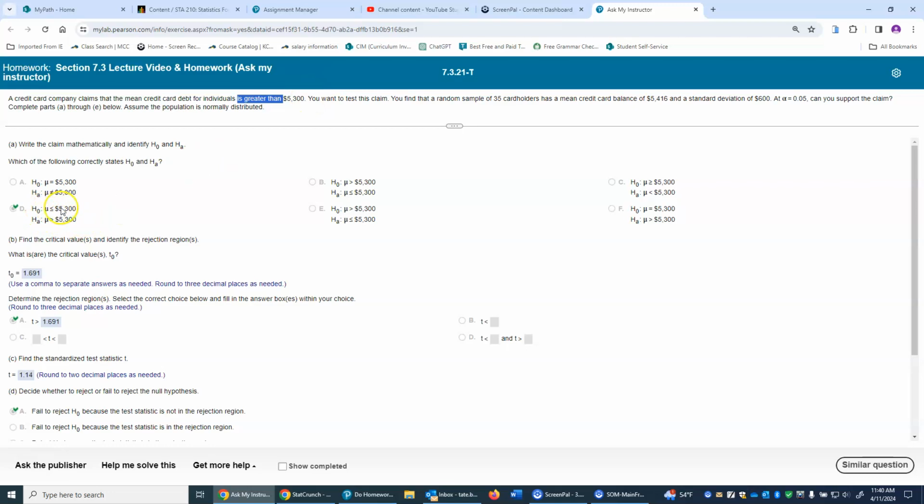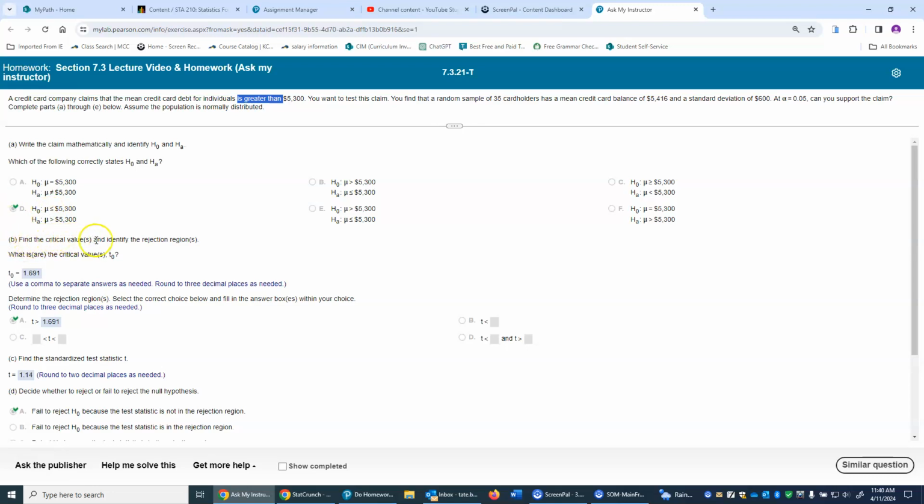Now, the null hypothesis should be the complement of the alternative hypothesis. So the complement of greater than is less than or equal to. And so that makes it this one. This one here uses equal to. Our textbook follows that path, so it's always the complement. So it looks like you chose that correctly.